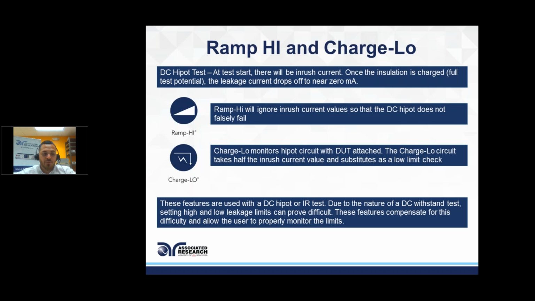Now here is what I was referring to, these special features that we've developed during a DC Hipot test to make it a lot easier for you: ramp high and charge low. So I have a product that I've attempted to test in AC, but because of the capacitive nature of my product, I keep failing because that reactive current is there. And whether it be a high limit set by internal quality or a high limit set via the standard you're testing to, I keep failing. So now I'm told we'll allow you to test in DC.